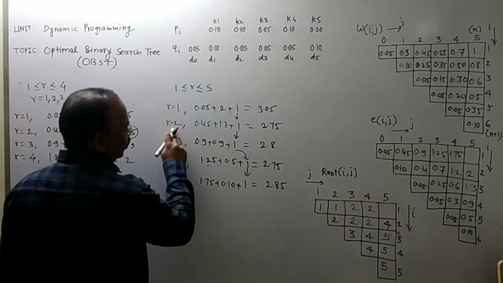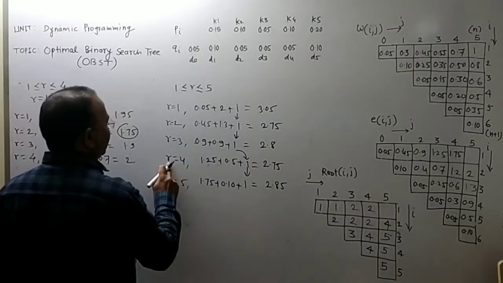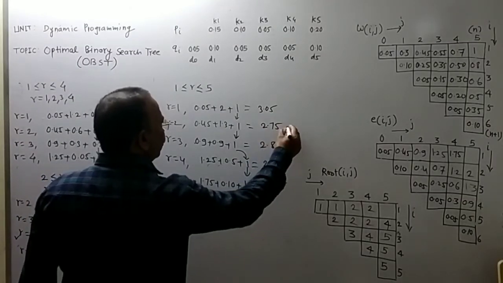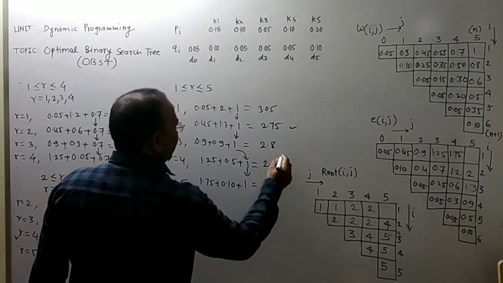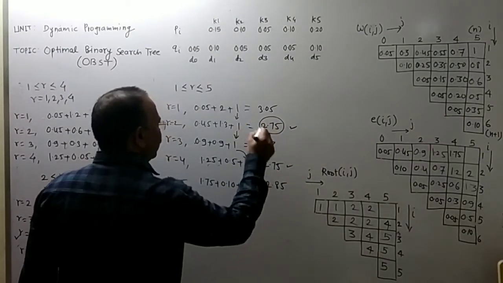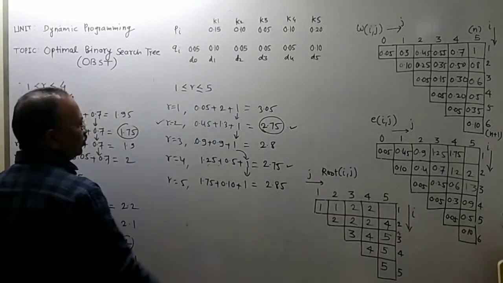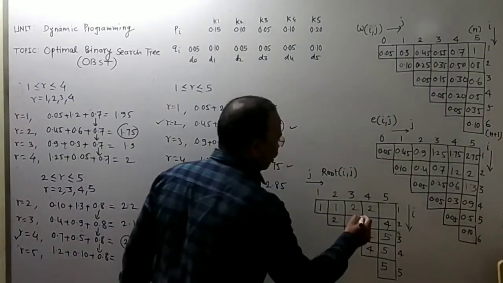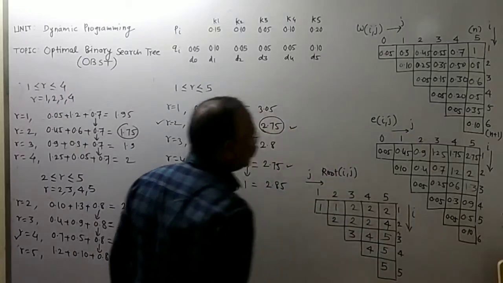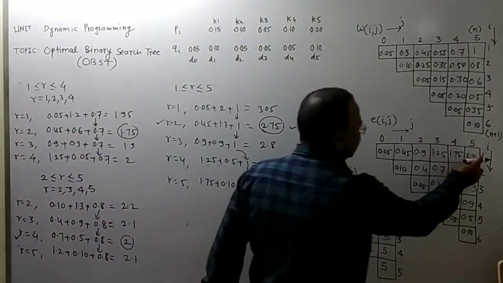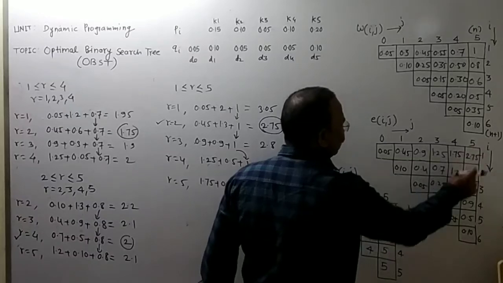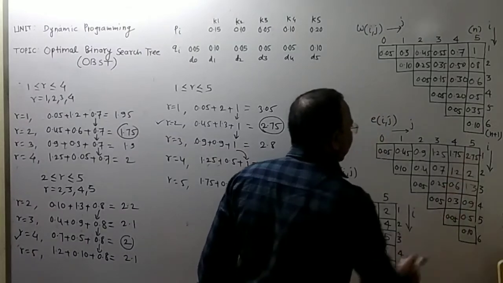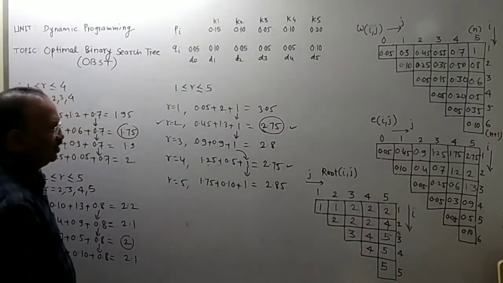2.75 for R is equal to 2, 2.75 for R is equal to 4. Now here we have to consider the first minimum value out of these two values. Here I am considering 2.75, the first value for R is equal to 2. This value is nothing but the expected searching cost of the OBST. That is, 2.75 is the expected searching cost of the OBST.